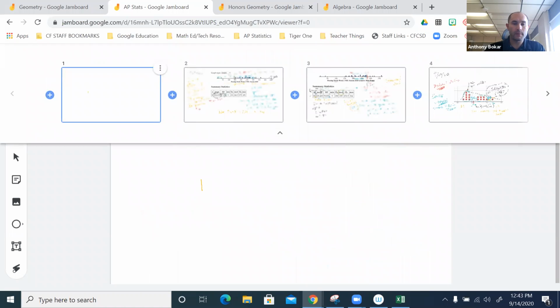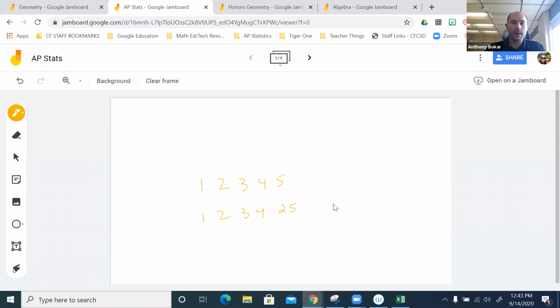Here's a data set: 1, 2, 3, 4, 5, and 1, 2, 3, 4, 25. I don't think it's going to take much thought to tell me that the median for each of these data sets is 3. So that's the same. But the average for this data set is going to be way higher than this one, because 25 is a huge outlier. So they have the same median, but the mean gets pulled towards 25 because it's such a heavy weight in this distribution.